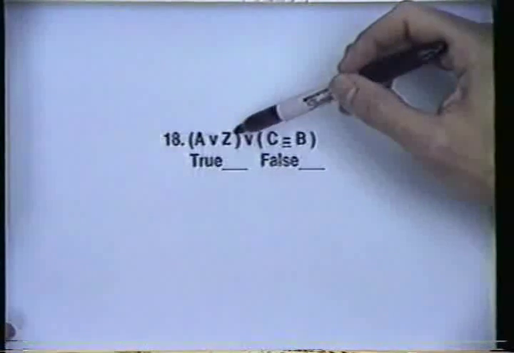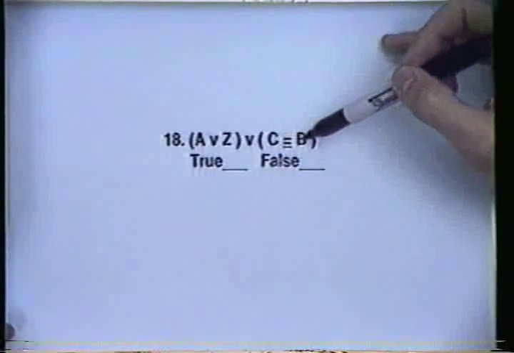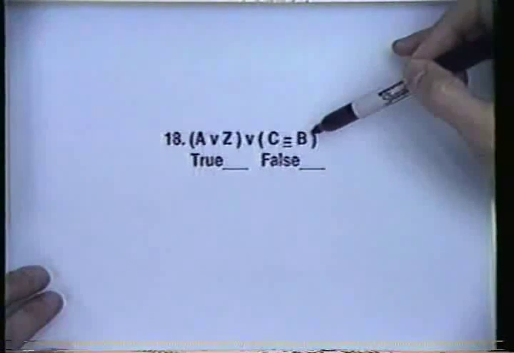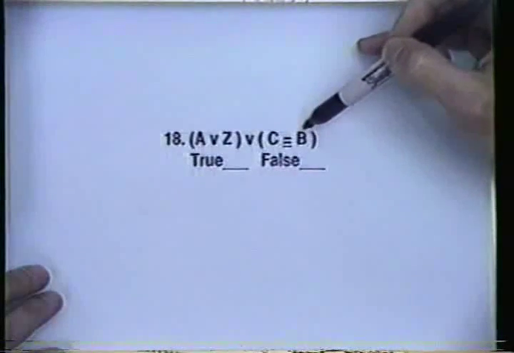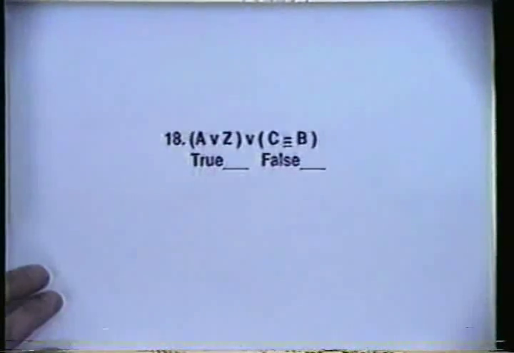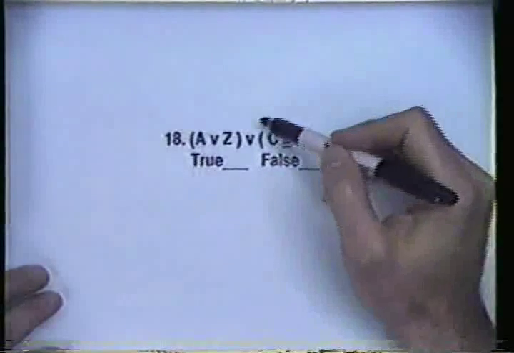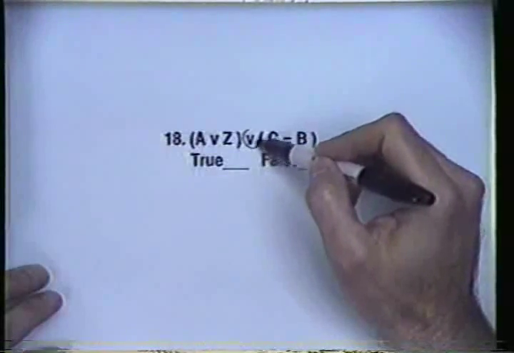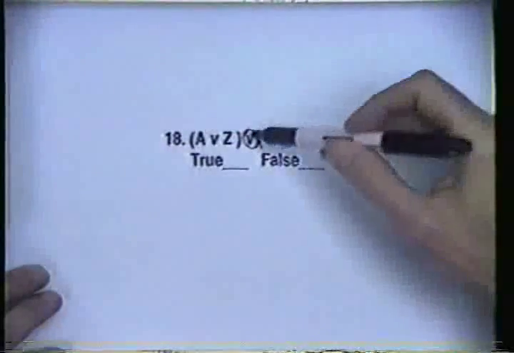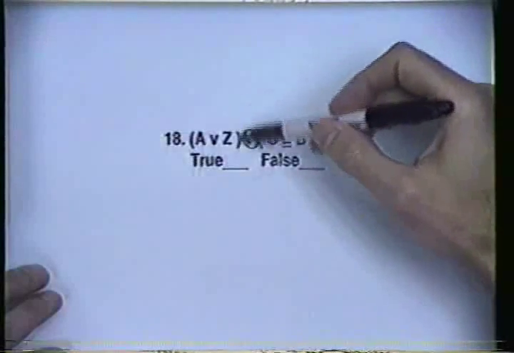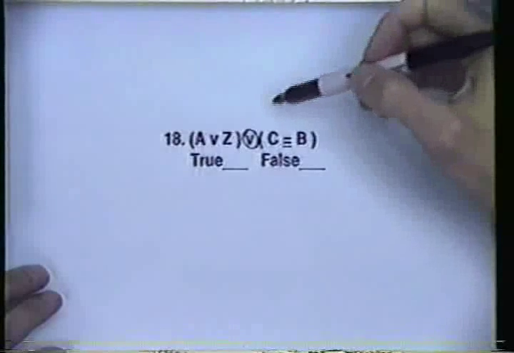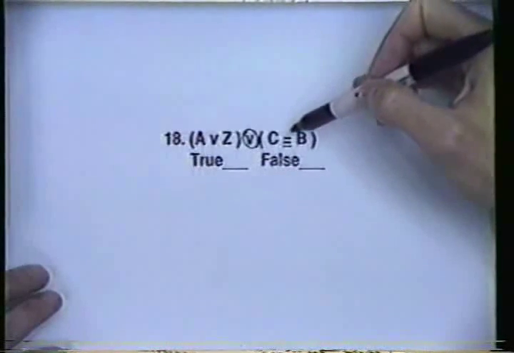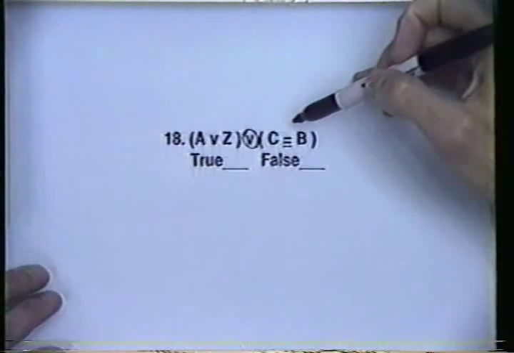Here we have A or C, or C if and only if B. Now how do we know the truth values of the component atomic sentences? How do we determine the overall truth value of the larger sentence? Well, notice we need to identify the main connective. The main connective is the disjunction. Notice that's the connective that sits outside of the two sets of parentheses. And once again, we need to work our way from inside of the parentheses out.